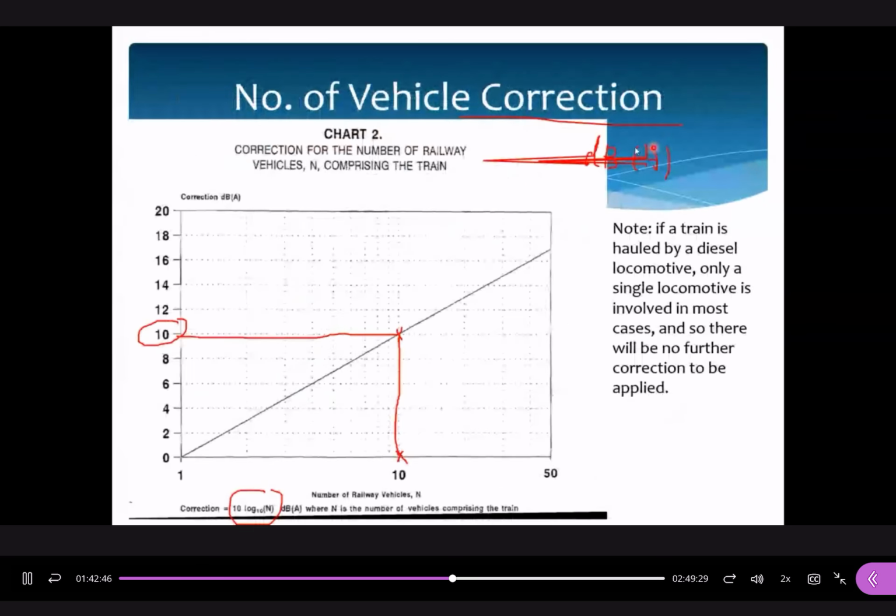Before this one, regarding the numbers of vehicles, I want to remind you there is a remark here. For locomotive type, you need to consider this factor. But if this is for rolling type, you need to consider this factor. If this is a locomotive type, there is a remark here: only a single locomotive is involved in most cases. So there will be no further corrections to be applied in this case. For rolling noise, we need to consider the number of railway vehicles. For locomotive type, we do not need to consider this one, because the power source normally is from a single car at the beginning.